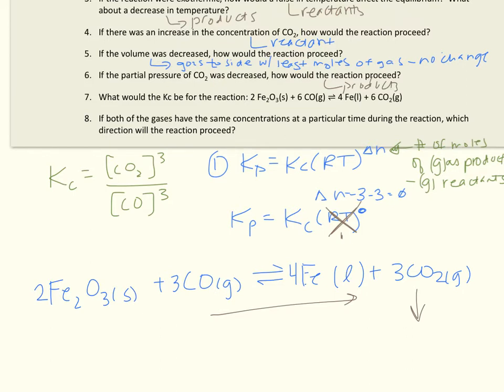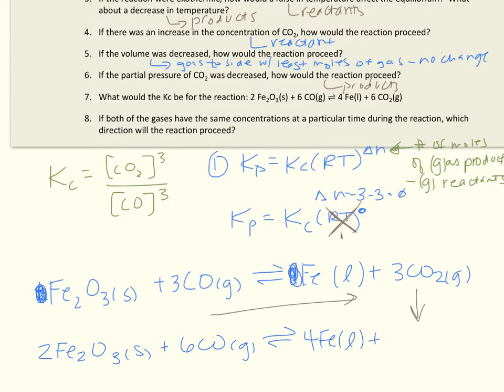And what would the Kc be for the reaction to... oh, I wrote this reaction down here completely wrong, didn't I? Okay, that should not be there. All right, so we have 2 Fe2O3 solid plus 6 CO goes to 4 iron liquids plus 6 CO2 gas. All right, so this time it says what would the Kc be for this reaction?